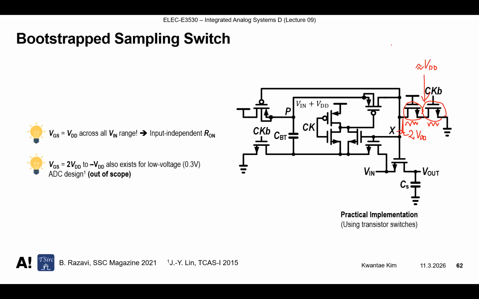And there are other, more complicated circuits for this bootstrapped sampling switch. For example, it can be boosted as high as 2 times VDD for the VGS of the sampling transistor. There are some other people who try 3 times VDD for low voltage ADC design. And if we want to minimize the leakage current, we want to drive the gate voltage to an even negative value. So not about 0 volt, we can also drive this gate voltage to a negative VDD, and then the leakage current is reduced. So that kind of technique also exists.